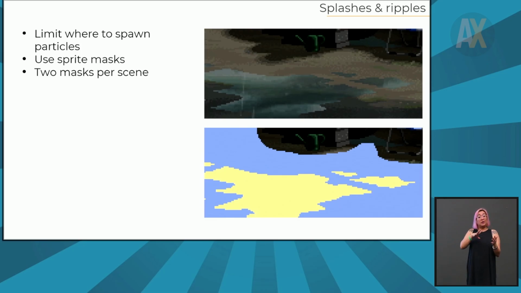A sprite mask is essentially a sprite you draw with white color where you want the particles to spawn, and no color at all where you don't want them to spawn. And then we apply these to the particle system. So I've drawn them here in blue and yellow, though, to make it a little bit more visually distinct, because one is the puddle and one is the ground around it. So we needed one of each for each scene we had.